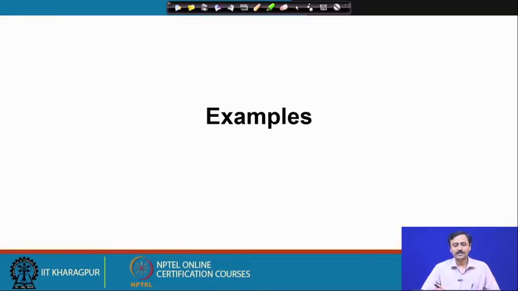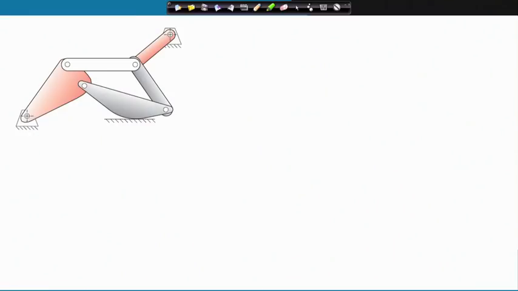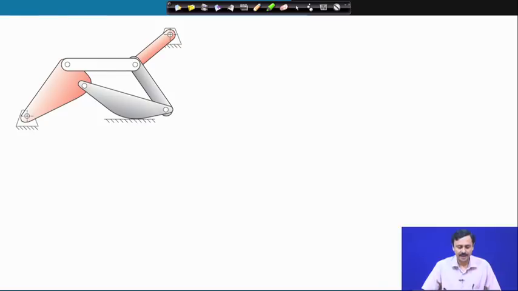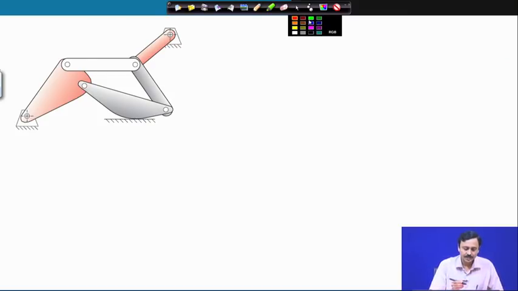Now, we will take some examples and do some calculations of degree of freedom. The first example that I have here is like this. So, let me first count the number of links, that is what we need in the degree of freedom calculation, the number of links, the number of joints and the degree of freedom of individual joints. So, let me start this counting.